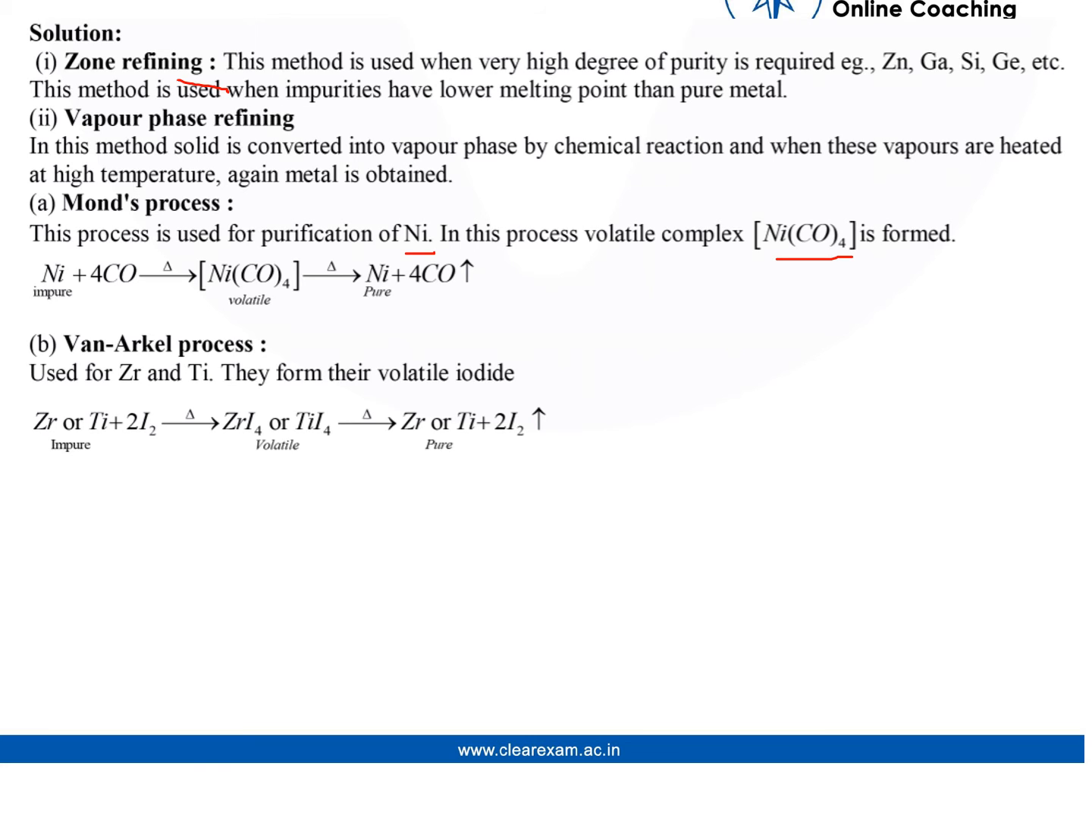The second vapor phase refining method is the Van Arkel process. It is used for Zr and Ti, which form their volatile iodides. Impure Zr or Ti plus 2I2, when heated, forms volatile ZrI4 or TiI4. When the volatile ZrI4 or TiI4 are again heated, then pure Zr or Ti plus 2I2 is obtained.